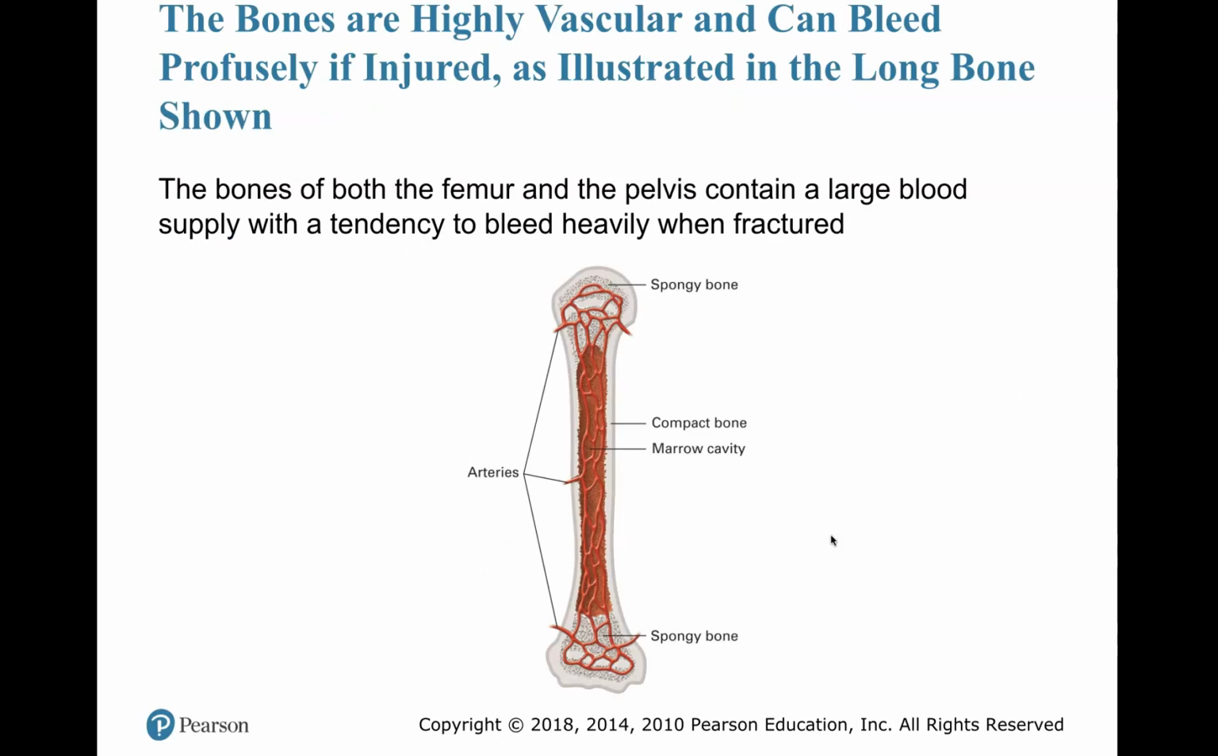The bones are highly vascular and can bleed profusely if injured, as illustrated in the long bones shown. The bones of both the femur and the pelvis contain a large blood supply with a tendency to bleed heavily when fractured.